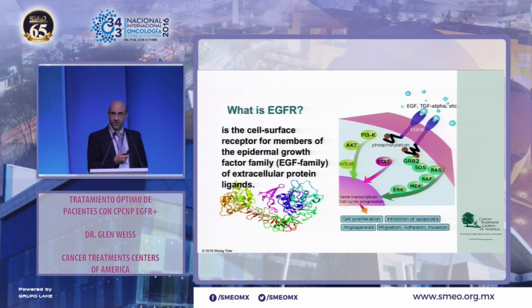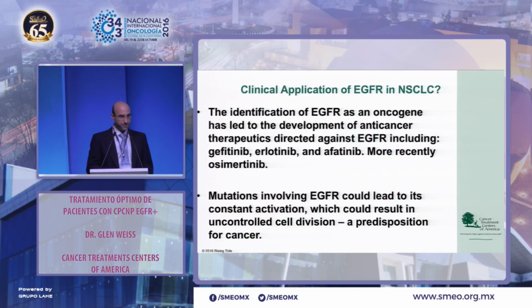So what is the EGFR? I know that this was covered, I think, to some degree in a previous talk. It's a cell surface receptor for members of the epidermal growth factor family, and there are 4 of those components. EGFR is considered HER1, and there's a graphical depiction of EGFR signaling. You would have ligands, primarily epidermal growth factor, binding to the EGFR receptor, followed by phosphorylation here, and then a signaling cascade that ultimately leads to cell proliferation, angiogenesis, migration, adhesion, invasion, and so forth.